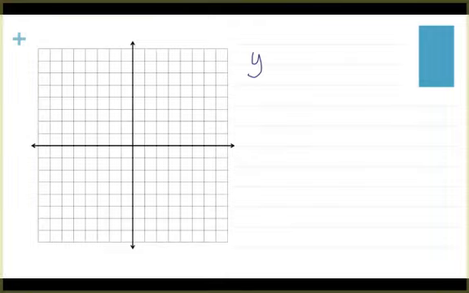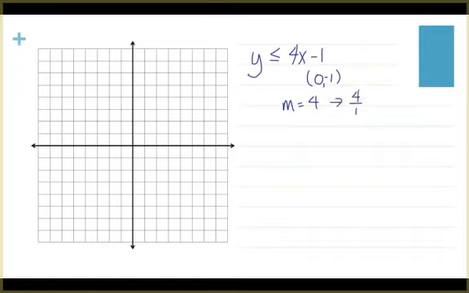Let's do one that's in slope-intercept form. Y is less than or equal to 4x minus 1. So this time I've got my y-intercept and my slope. Since I'm going to be graphing, I'm going to think of my slope as a fraction. Now I can graph that line. This one's going to be solid again. They're not all going to be solid. The first one was dashed, but this one has that equals on it.